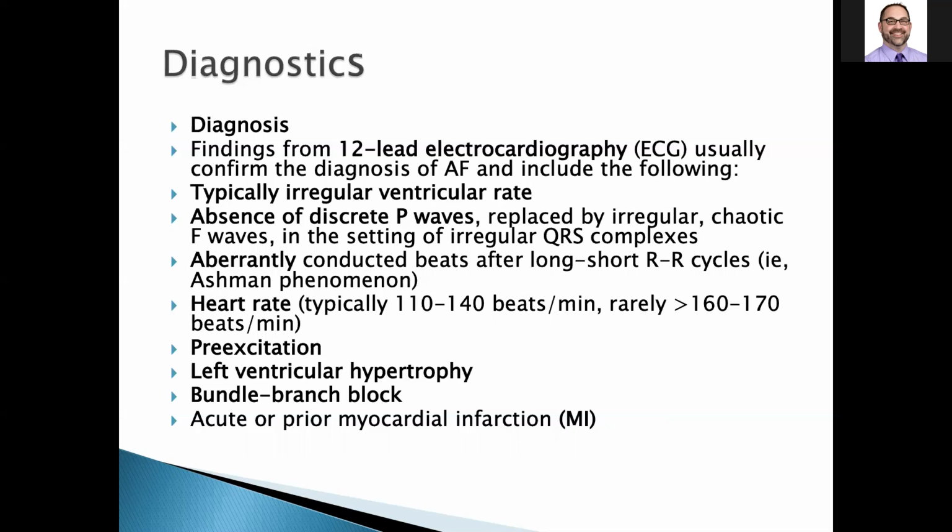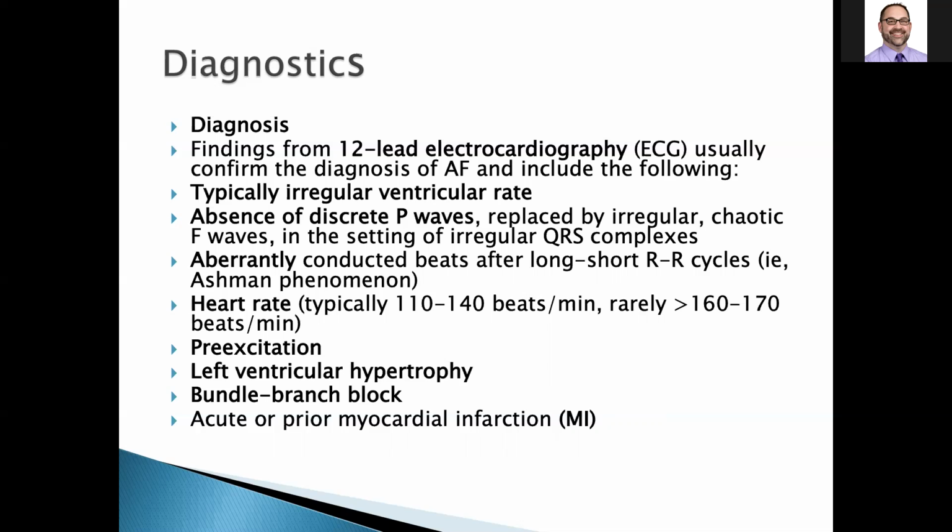So we want to make sure that when we do look at the EKG, are they in a controlled rate? Are they in uncontrolled rate? If the rate's greater than 110, usually that's an uncontrolled atrial fibrillation. We usually would like the rates below 110. Resting heart rate would be ideal less than 80.